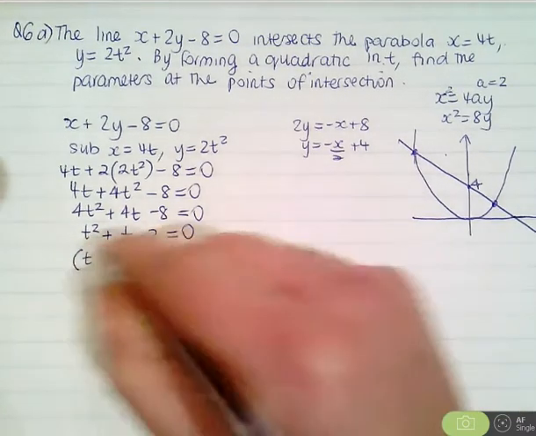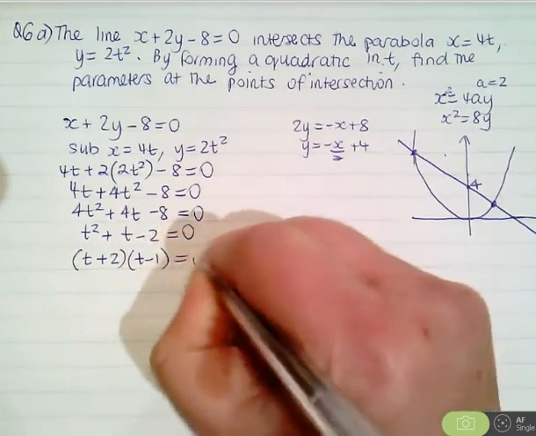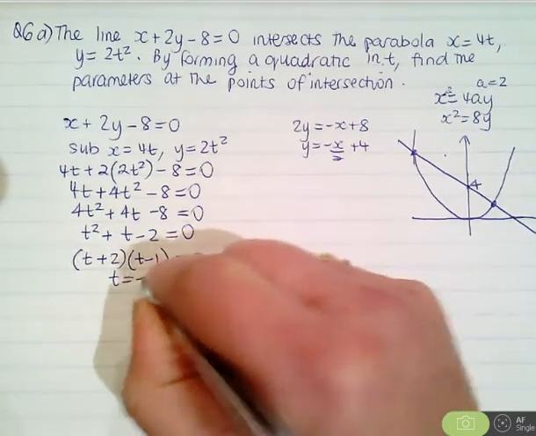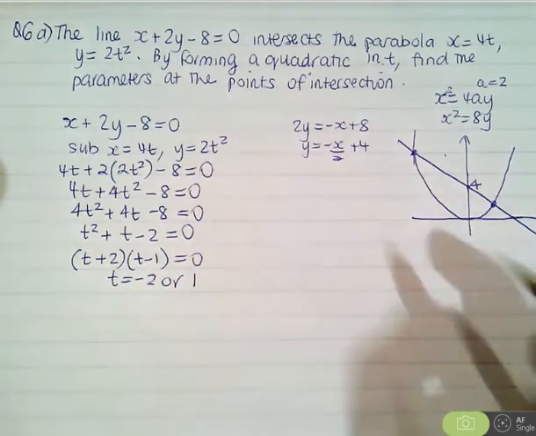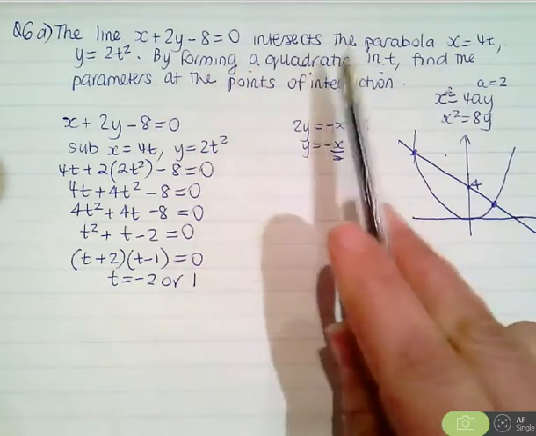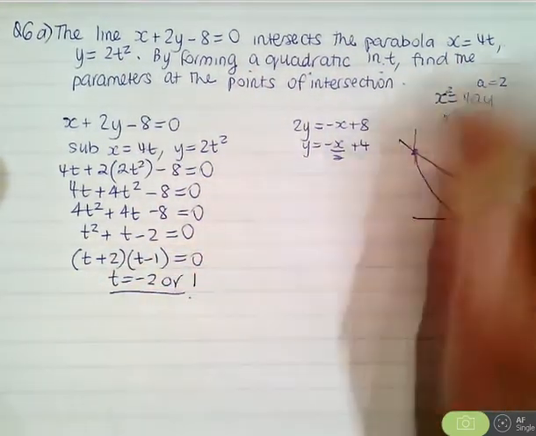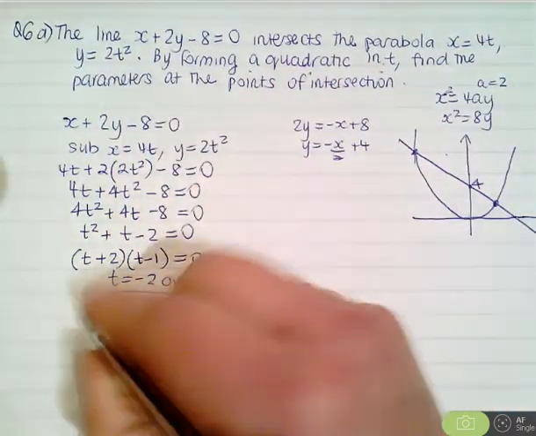So I'm going to solve this quadratic equation. It would be (t plus 2)(t minus 1) is 0. And so we would get t is negative 2 or 1. Now we know that that line intersects this parabola. Okay, so let's just substitute these t values into x is 4t and y is 2t squared.